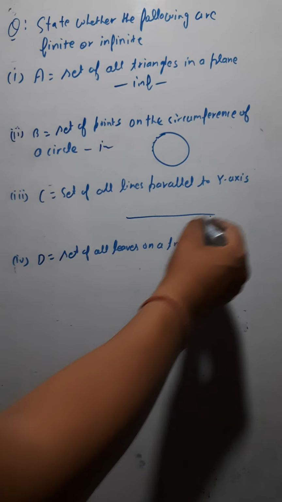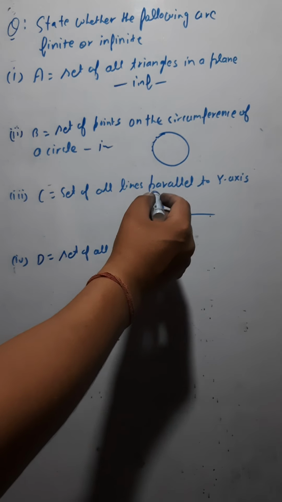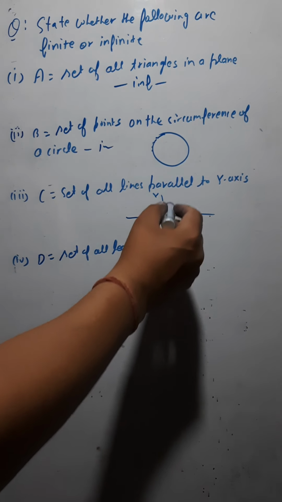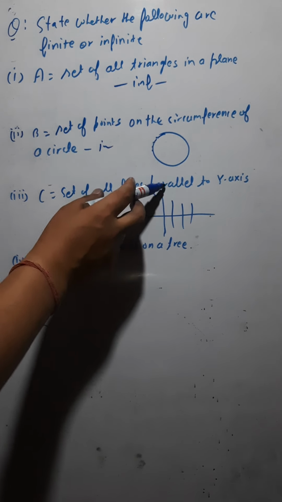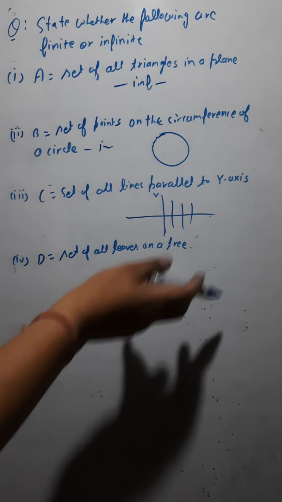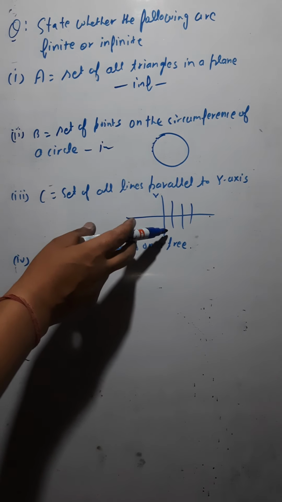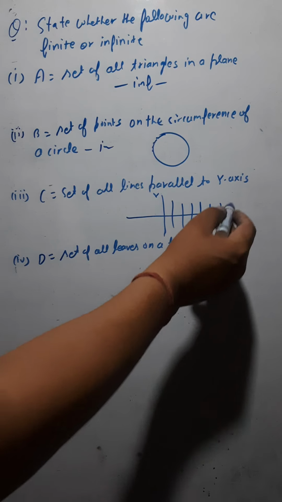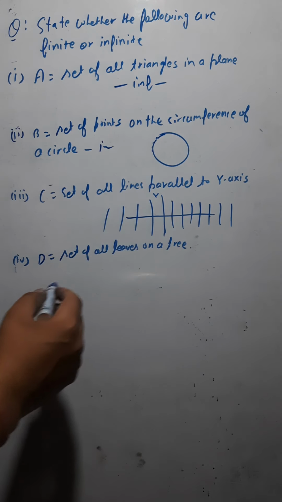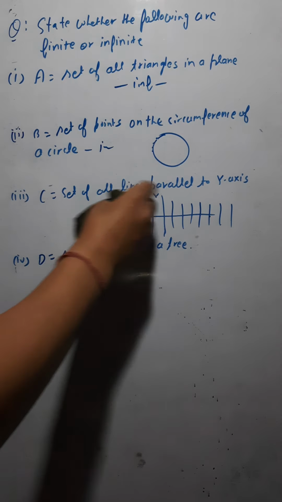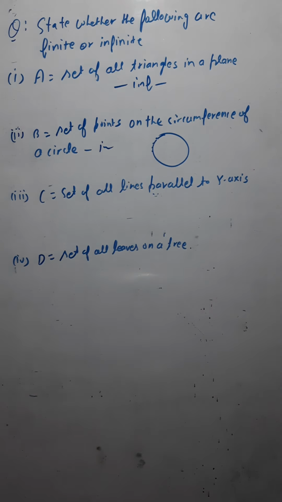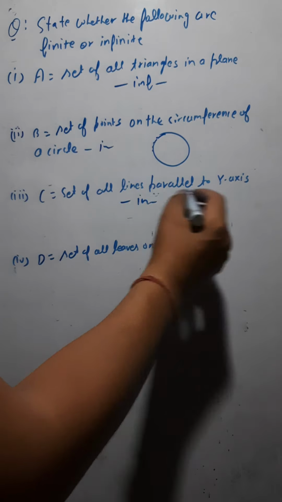Okay, now you have a set C, and it is a set of all lines parallel to the y-axis. You have the 2 axes. This is x-axis and this one is y-axis. So how many parallel lines can you draw? Along the y means you have to draw all the lines which are parallel to the y-axis. So I can draw infinite lines. Look here. These are all the lines which are parallel to the y-axis, isn't it? So how many lines could be there? Infinite. Okay, so again the set C is infinite set, isn't it? This is also infinite set.